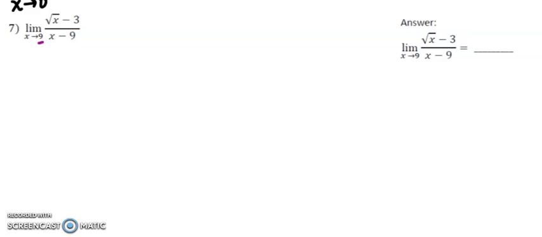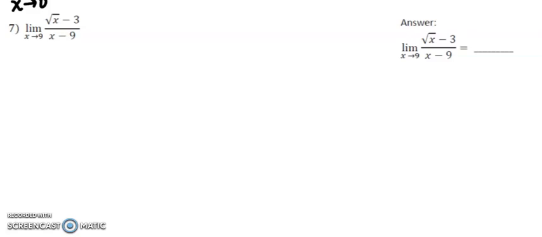Hopefully my pen will connect. There we go. All right, so I'm going to try direct substitution, which would be the square root of 9 minus 3 over 9 minus 9, and I end up with 0 over 0, which means I need to keep going. And when I see a square root, most of the time the way that I keep going is not by factoring, although it could be, and I'll show you that in a second, but rather multiplying by what we call the conjugate.